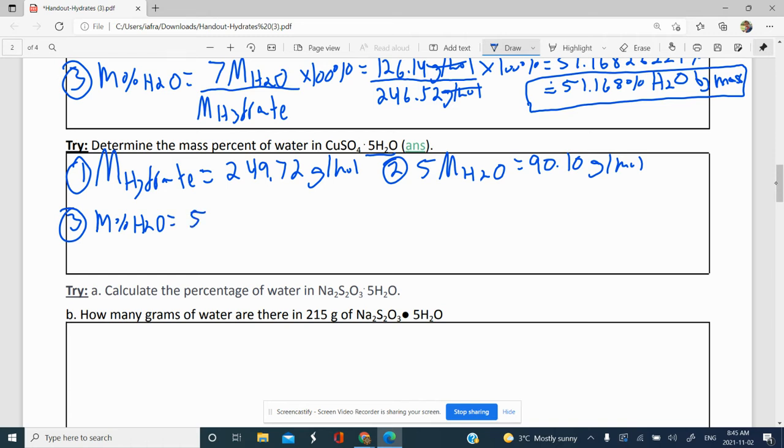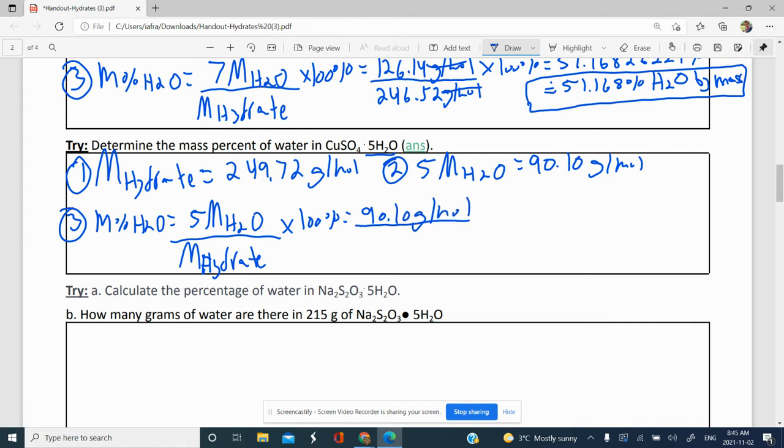And then now we can do our third step, which is the mass percent of water is going to be 5 times the molar mass of water, because there's 5 waters in this compound, divided by the molar mass of the entire hydrate, times 100%. And so we get 90.10 grams per mole over 249.72 grams per mole. Cancel the grams per mole out because you have it on the numerator and denominator, times 100%. And so let's go ahead and do that.